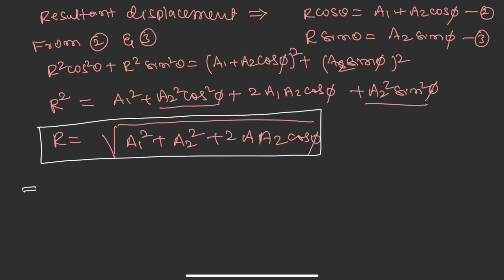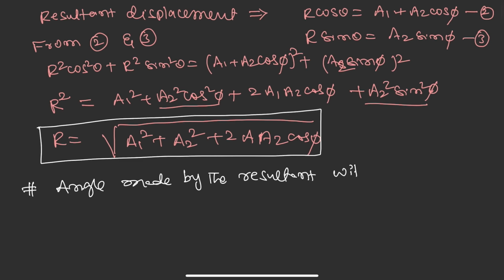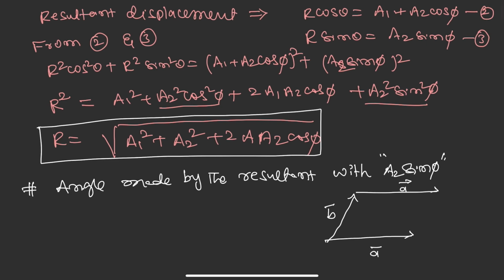Same like the parallelogram law of vectors. So the angle made by the resultant with A1, okay. So this is first one, A2 sin phi, right? So now we can talk on this, like the parallelogram law of vectors. This is the first vector, next the second vector, for example A bar, this is B bar. Parallel to this draw a vector, it's A bar. Next, this is parallel to this one, it's B bar. So this is the resultant, it's R bar.